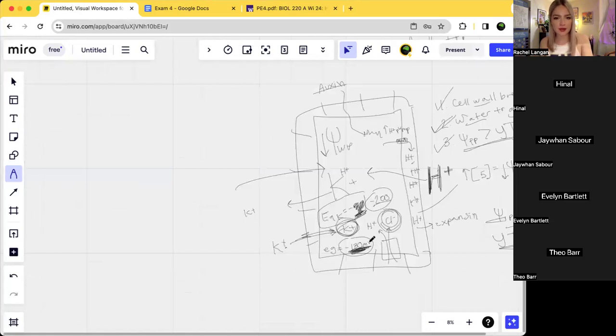Okay, so we know that the equilibrium potential for chloride is positive 88. And then he would have to tell you what the membrane potential or the electrical gradient is. Let's say the membrane potential or electrical gradient is negative 30.